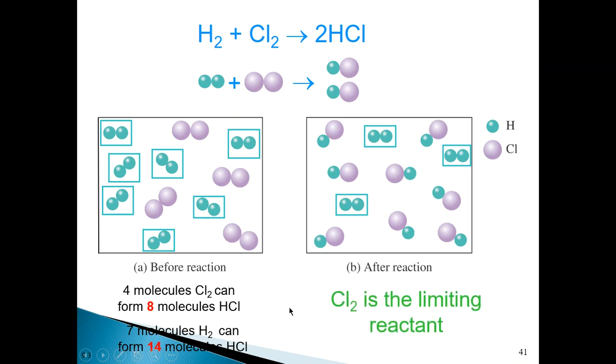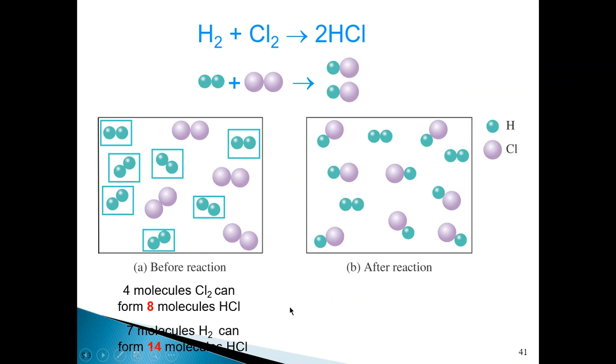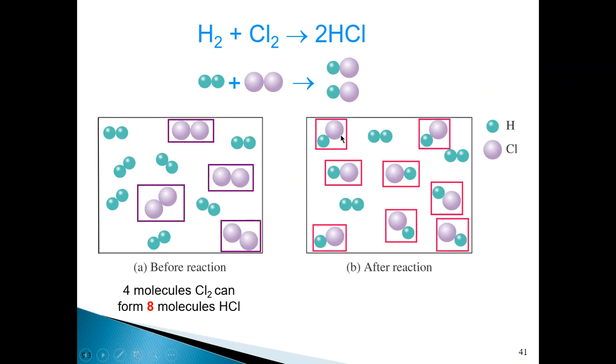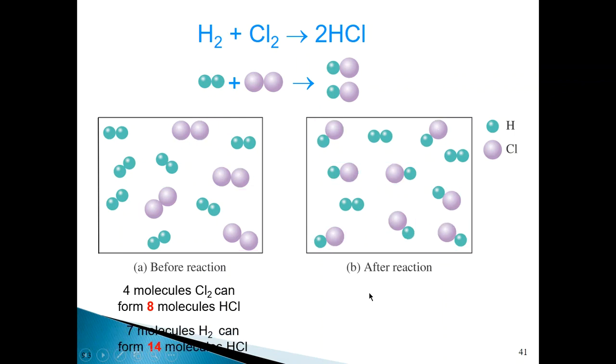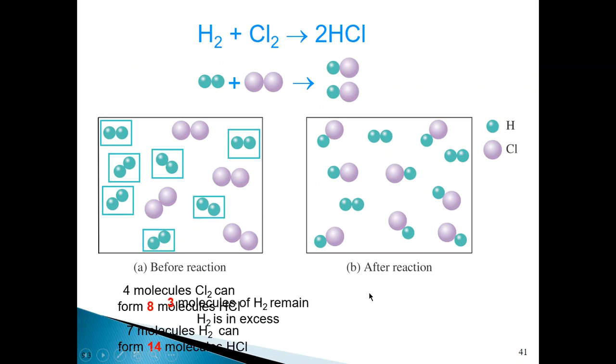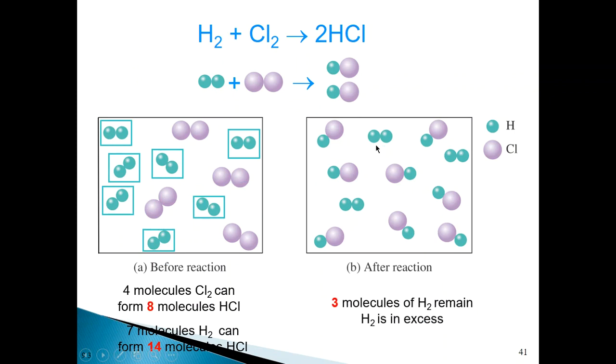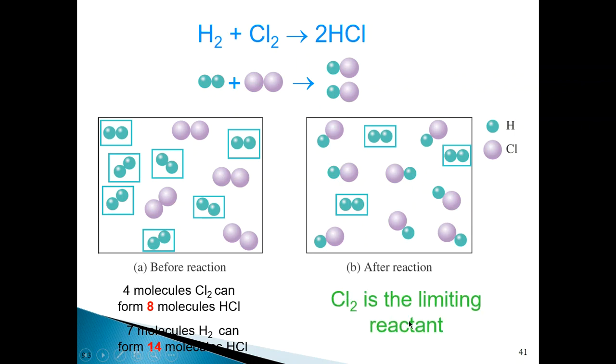All right, so let me back up a bit here. This is showing you the 8 molecules of hydrogen chloride: 1, 2, 3, 4, 5, 6, 7, 8. And you're still going to have some hydrogen remaining in excess. In fact, 3 molecules of hydrogen will remain in excess because 4 of the 7 molecules of hydrogen will react. So these are the 3 hydrogen molecules remaining, and therefore we can conclude that chlorine will be the limiting reactant in this particular reaction.